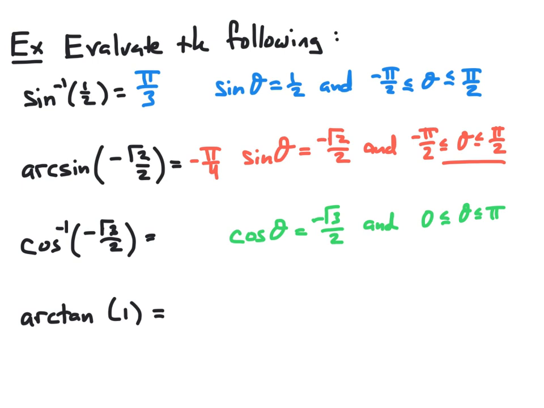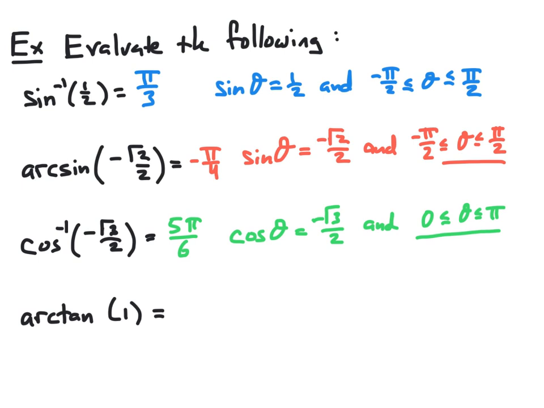Now, here we have a negative cosine value, and our range 0 to pi gives us the first and second quadrant, and the cosine values are negative in quadrant 2. So we're going to need an angle in quadrant 2 whose cosine is negative square root 3 over 2. We know that cosine of pi over 6 is square root 3 over 2. So what we're looking for is an angle in quadrant 2 whose reference angle is pi over 6, and that angle is 5 pi over 6. This is the angle in quadrant 2 with a cosine value of negative square root 3 over 2, and therefore it is the value of the inverse cosine of negative square root 3 over 2.